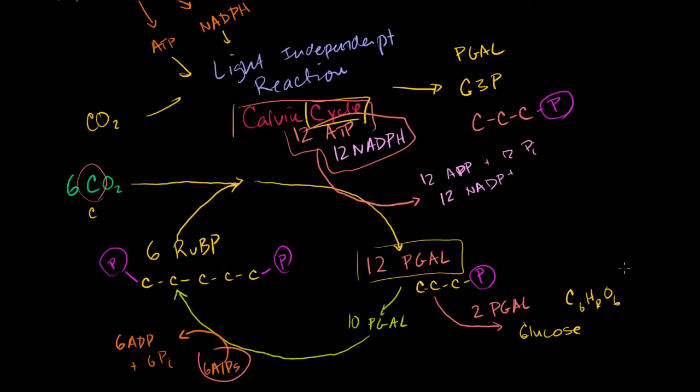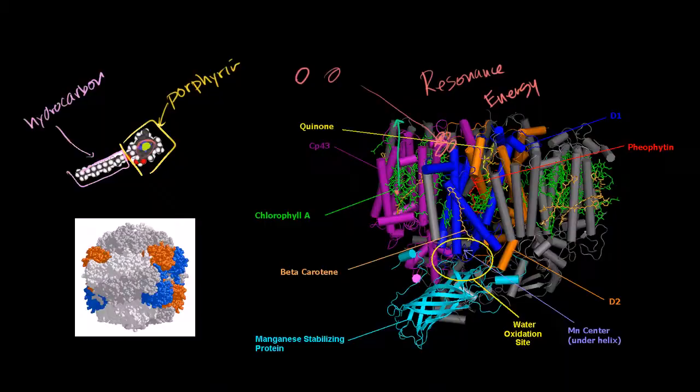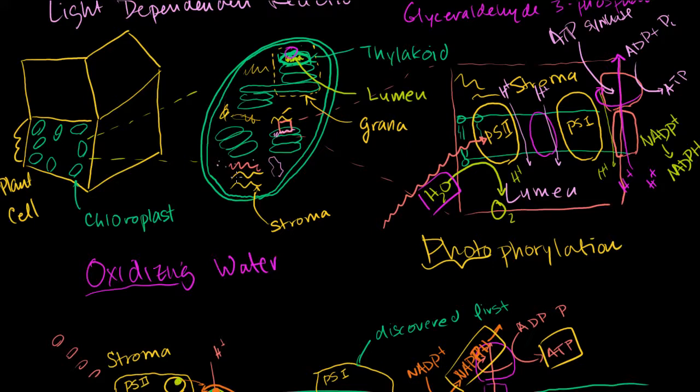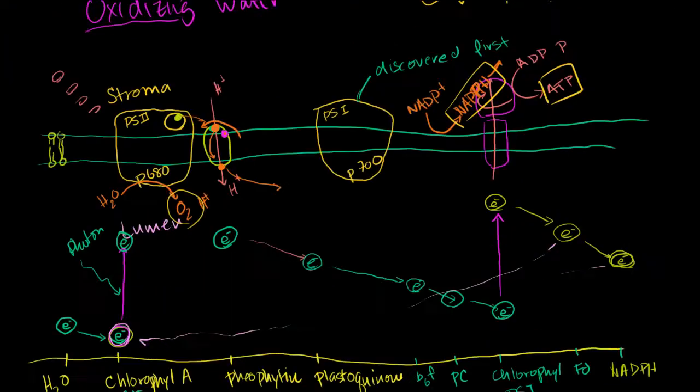Actually, if you want to know the actual location where this is occurring, this is all occurring in the stroma, in the fluid inside the chloroplast, but outside of your thylakoid. So in your stroma, this is where your light-independent reactions are actually occurring.